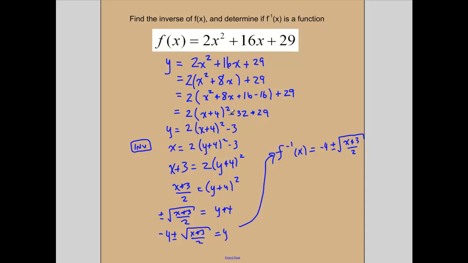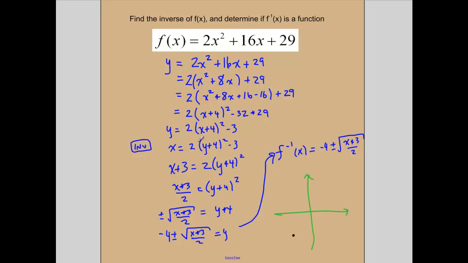Very easy once you've completed the square and gotten it into vertex form. And there you have it. From here we could figure out what the domain and the range is based on where my vertex is. I know that my vertex is at negative 4, negative 3. So if I were to draw a quick little sketch here, draw my axes here, I've got my vertex at negative 4, negative 3.